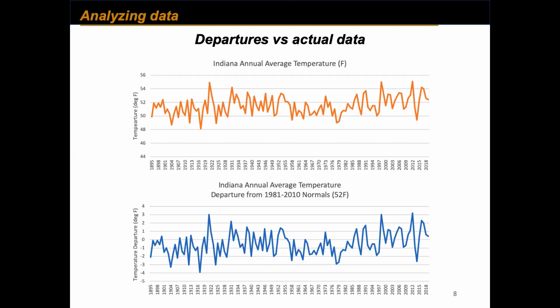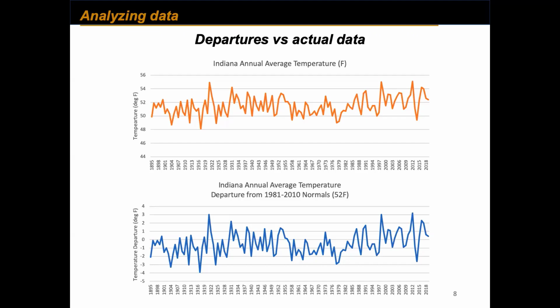The graph on top is the statewide average annual temperature for Indiana. The bottom graph has subtracted a 30-year average. In this case, the 30 years representing 1981 to 2010, from those actual values that we see above. Notice the shape of the two curves did not change, but a climatological perspective is better presented using the departure values from that bottom curve.